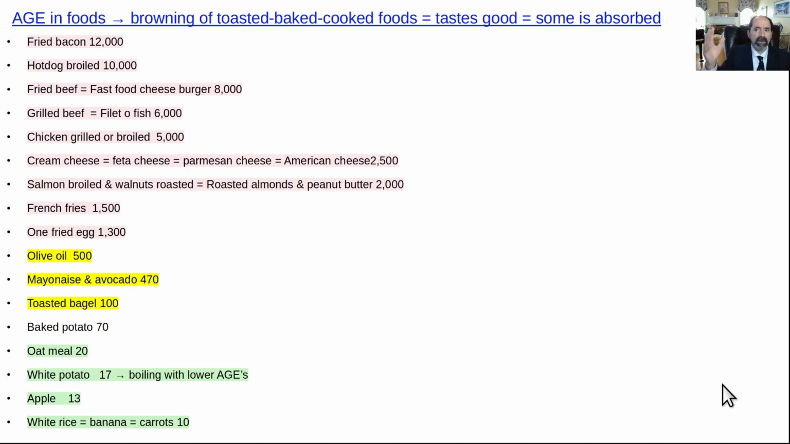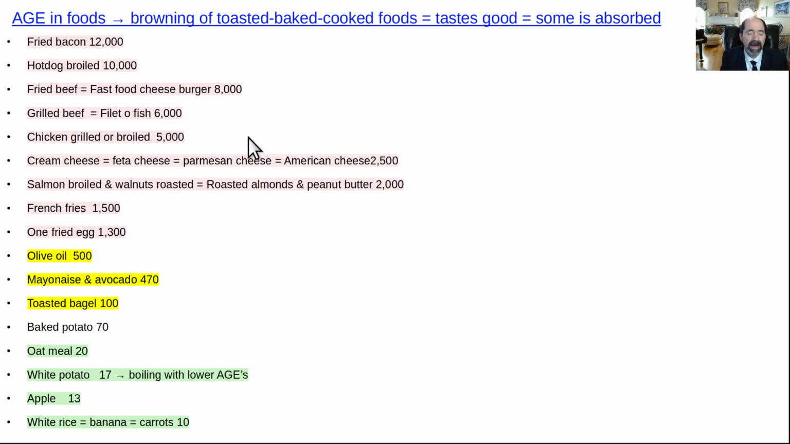Okay, this video is Carbohydrate Nutritional Biochemistry Part 1. We're going to talk about the biochemistry related to advanced glycation end products. Here's just a list of the amount of advanced glycation end products in foods. There's two sets of them that we mostly think about.